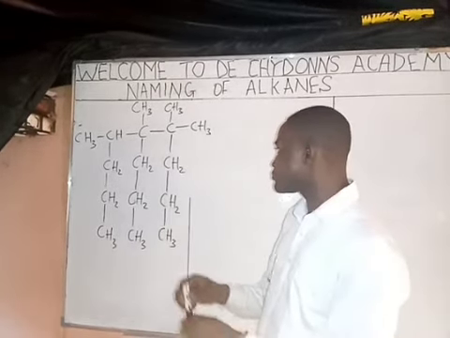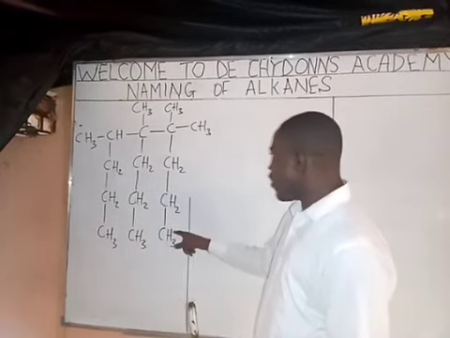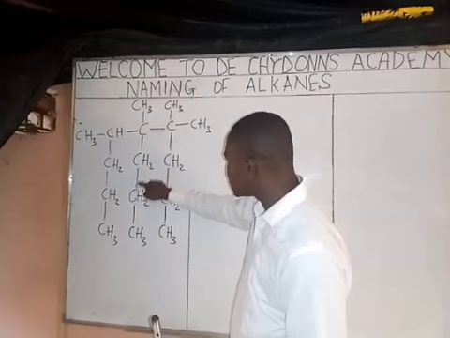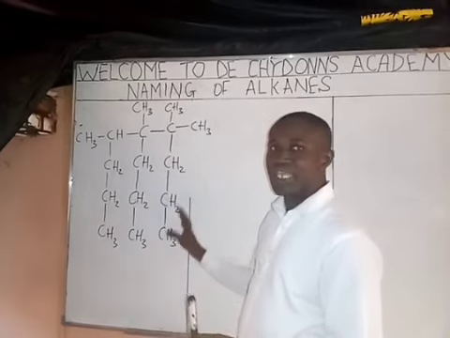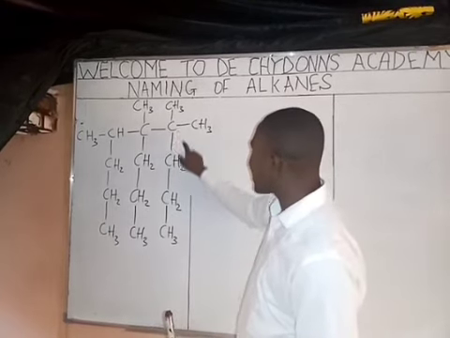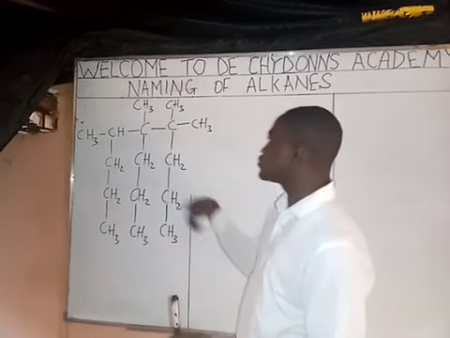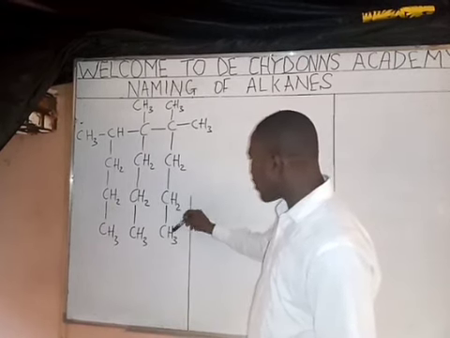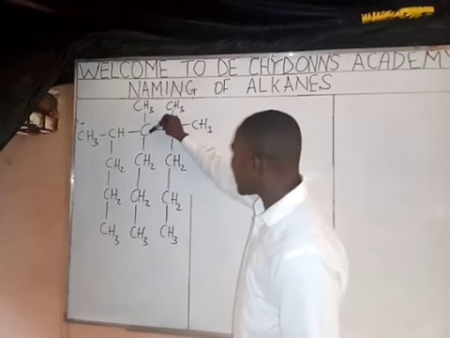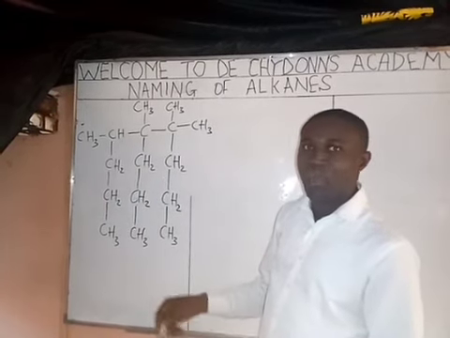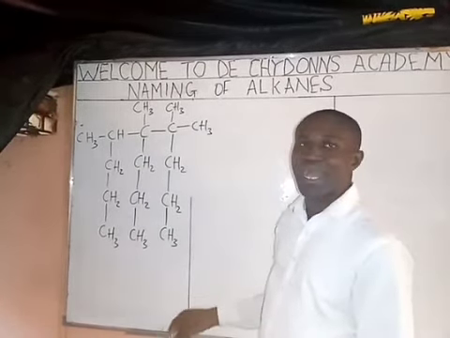See what we mean? You know that when we count like this, 1, 2, 3, 4, 5, 6, 7, 8, this gives us 8 carbon atoms. Once we count like this, 1, 2, 3, 4, 5, 6, this will give you 6 carbon atoms. Then once you count like this, 1, 2, 3, 4, 5, 6, 7, 8, 9, this gives you 9 carbon atoms. That is the highest we can get.